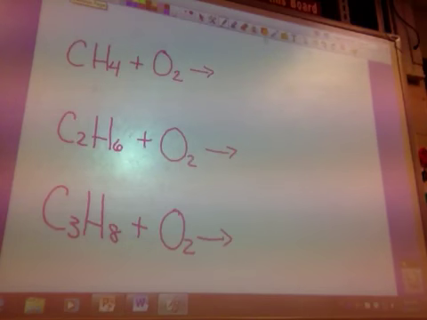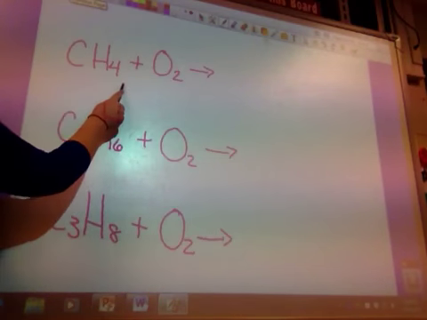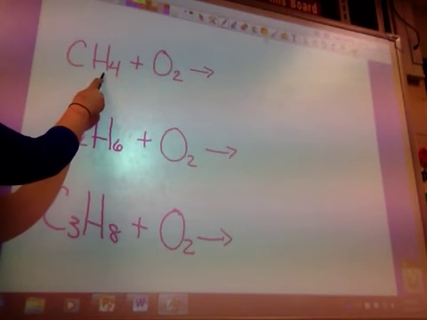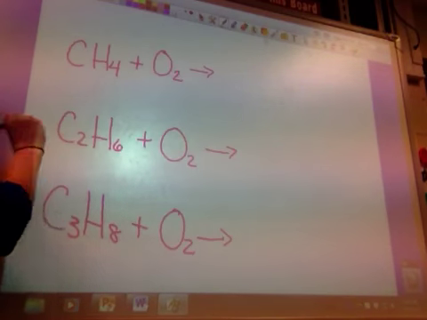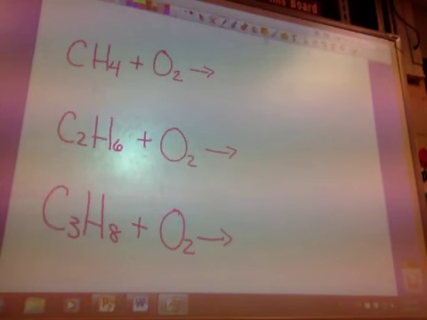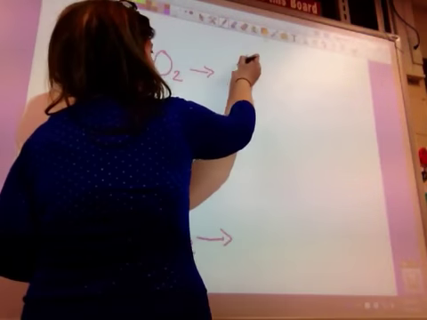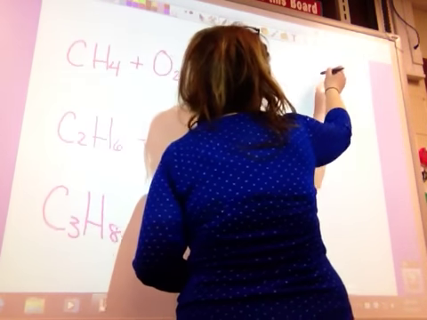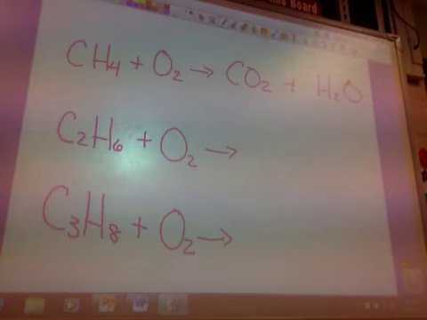So on the board, you'll see that you have three different reactions here. And I know that these are combustion reactions because here's a hydrocarbon. I have a carbon and hydrogen compound that's reacting with oxygen. So a hydrocarbon plus oxygen, immediately that tells you this is a combustion reaction. Now, always in a combustion reaction, we will produce carbon dioxide and water. So I'm going to write CO2 plus H2O. Oh my gosh, it's that simple.